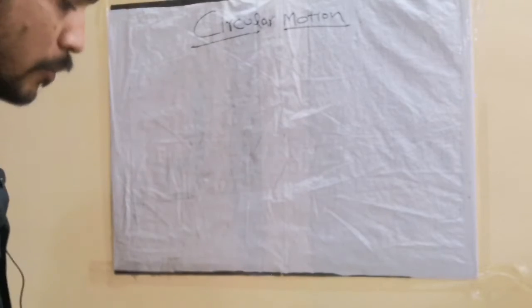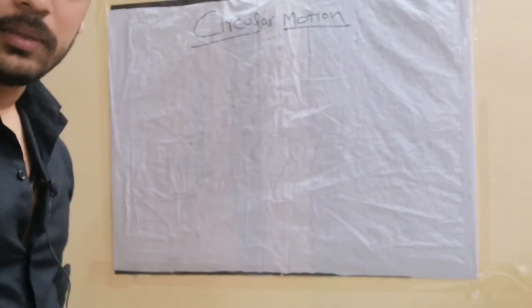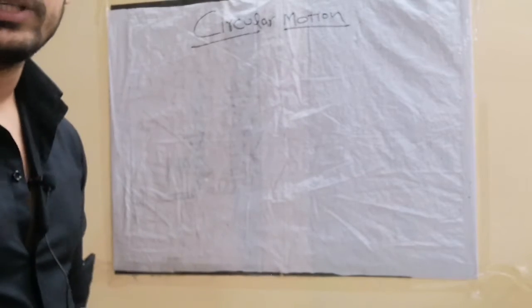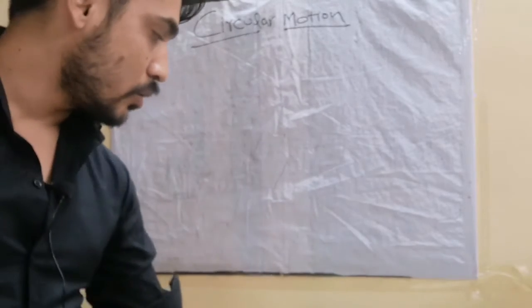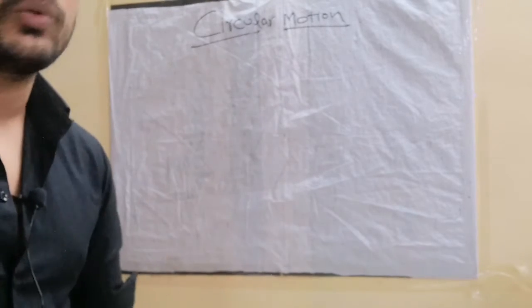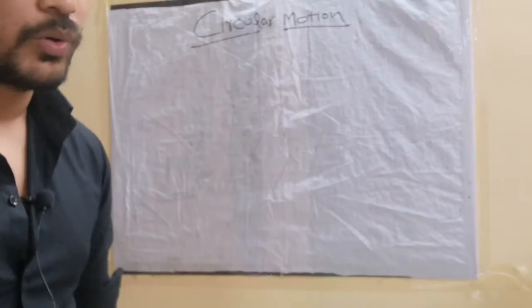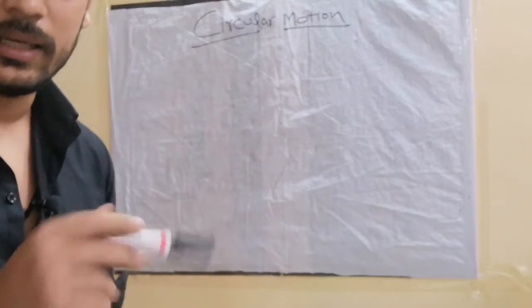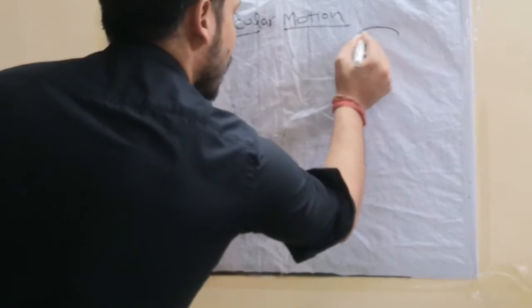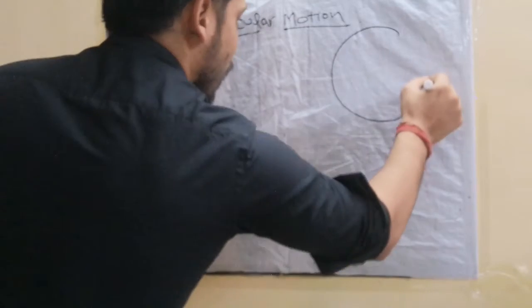Circular motion is just like linear motion, but in a circular path. When a particle or a point moves in a circular path, it is called circular motion. For example, you can take the fan on your ceiling, or suppose you are jogging around a circle in a ground.